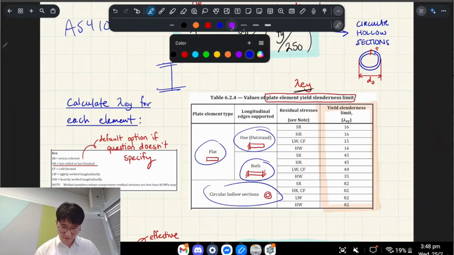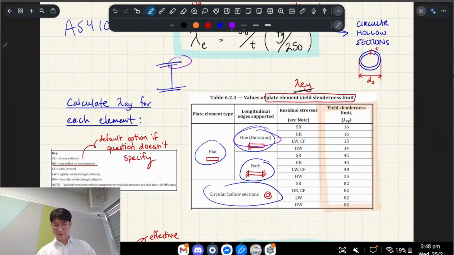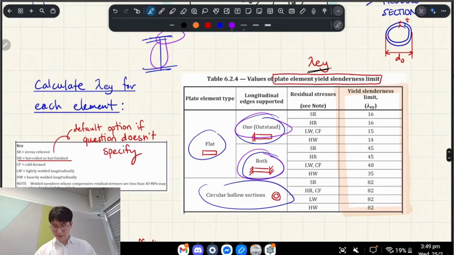So going back to that example, this one was an outstand, cantilevering. And then this one was supported on both sides, right? So they have different values. So these, by the way, come from the question.